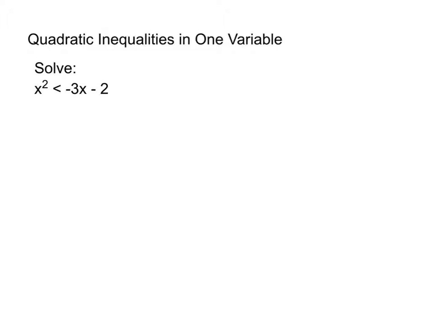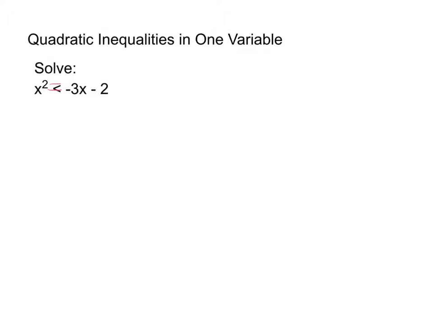So to solve a quadratic inequality in one variable like this, x squared is less than negative 3x minus 2, really what we need to do first is solve the quadratic equation that's related to that. So if you forget about that less than sign and change it into an equal sign, do you know how to solve that? X squared is equal to negative 3x minus 2.